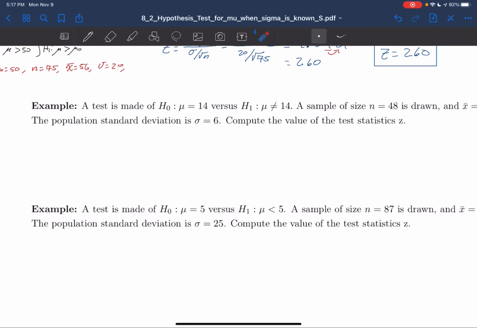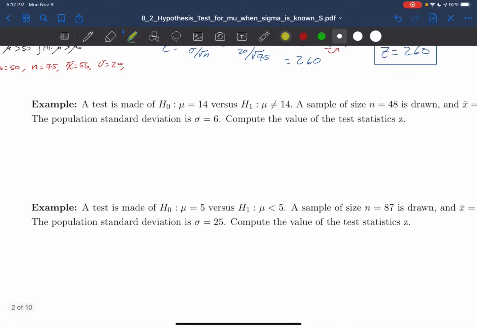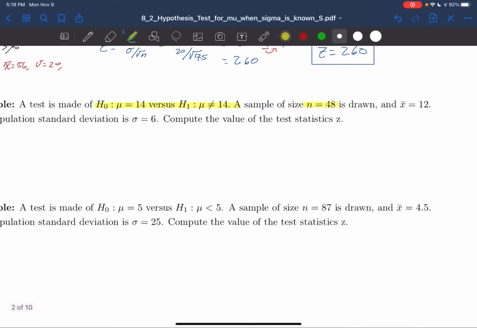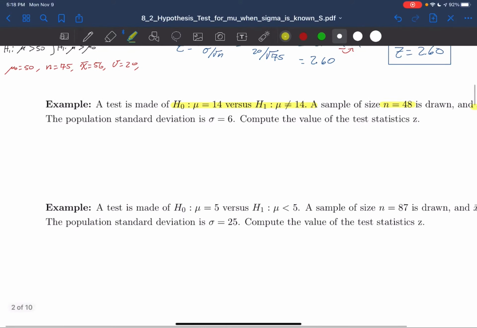Okay, how about this example? Here we have a test of h naught: mu is equal to 14, and our alternative hypothesis h1: mu is not equal to 14. We have a sample size of n equals 48. Our sample mean is 12, and the standard deviation is 6. And again, we want to compute the value of our test statistic z.